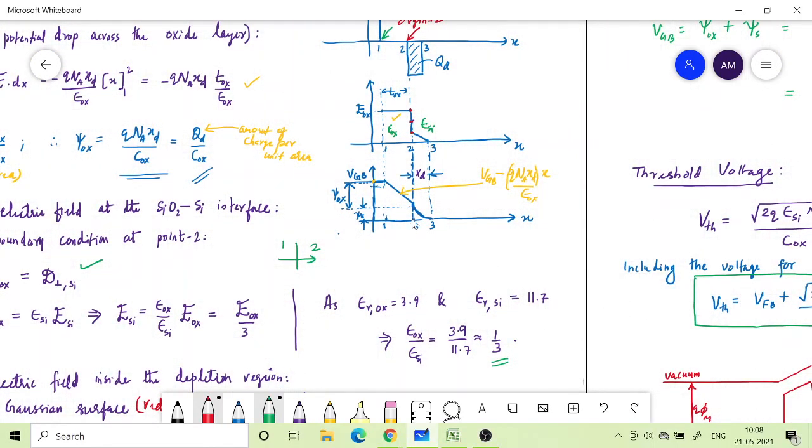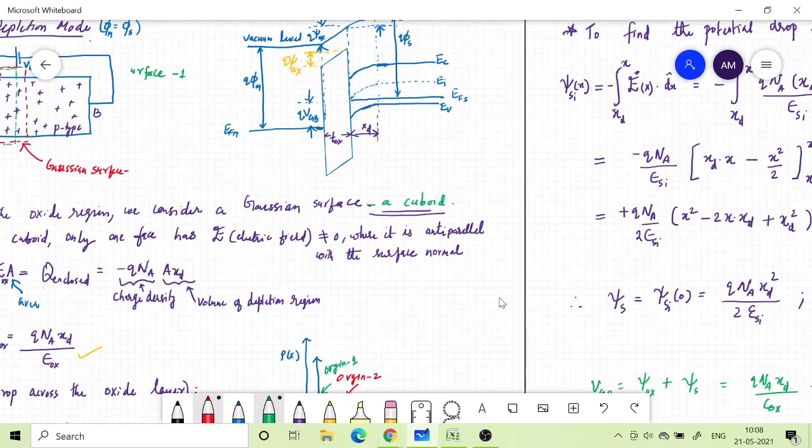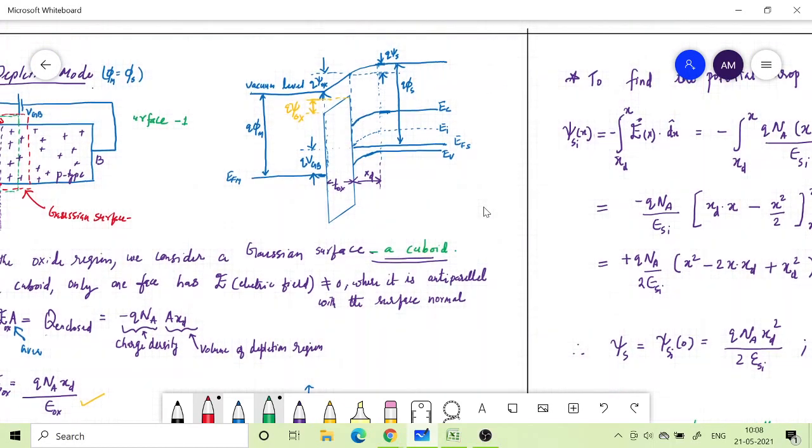Now what is left to find out is the potential drop, and why we are interested is because we want to find the total drop psi s in the semiconductor. Again, if you go back to the energy band diagram, we have psi aux and psi x. So psi s is basically this. This difference is basically q psi s. That is a very important parameter for drawing the energy band diagram.